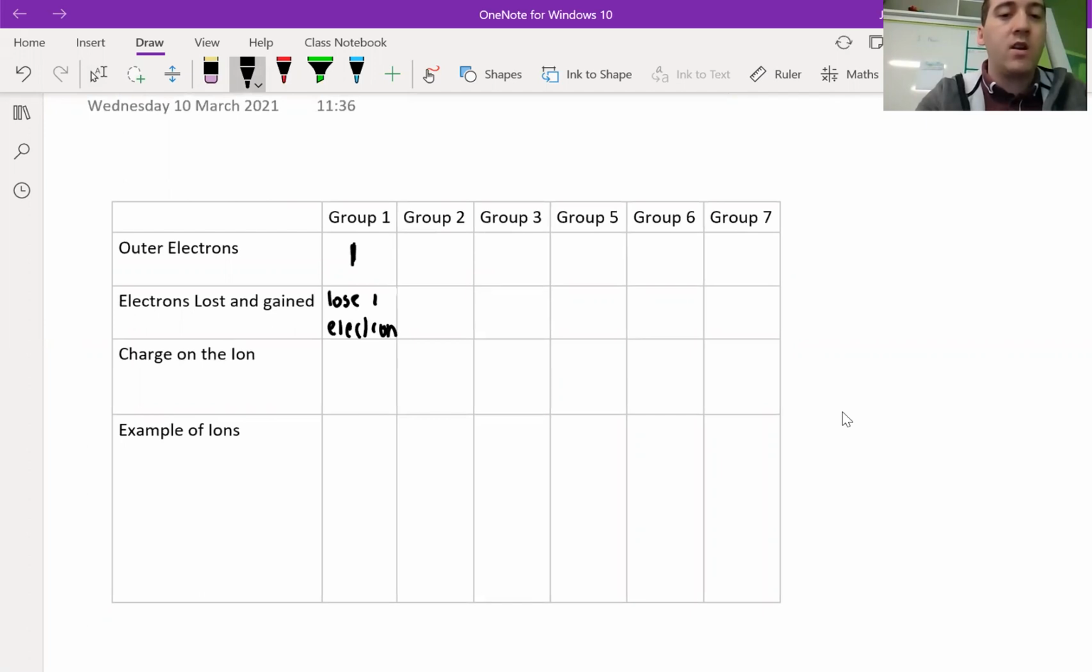When they lose one electron, they then have a full outer shell. They lose that outer shell, and the next one is full. Charge on the ion: if they've lost one electron, they will be a 1+ ion. And examples. To figure out the examples, I need to go to my periodic table and find out what elements are here. I've got lithium, Li+, sodium, Na+, and potassium, K+.